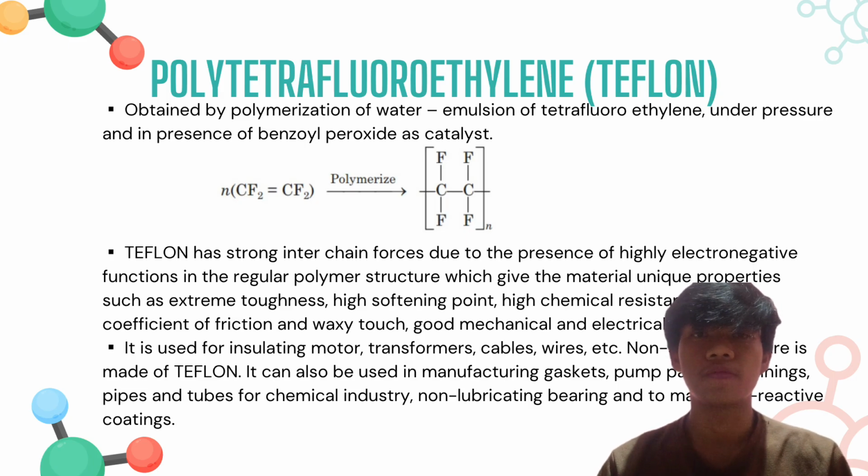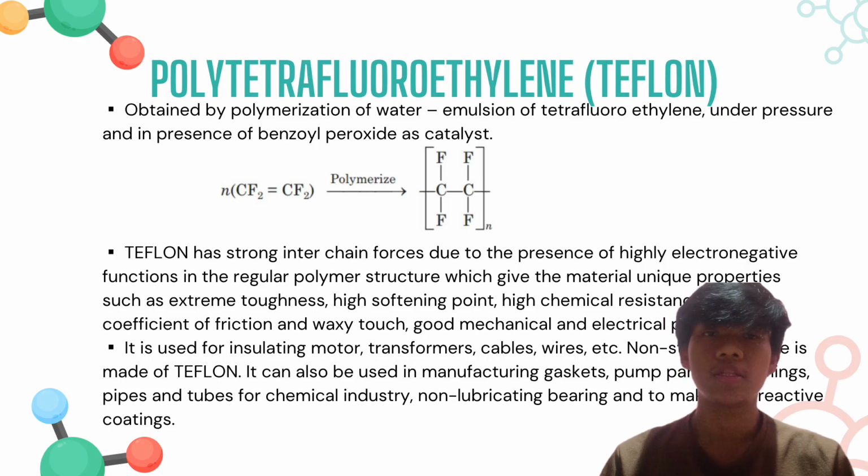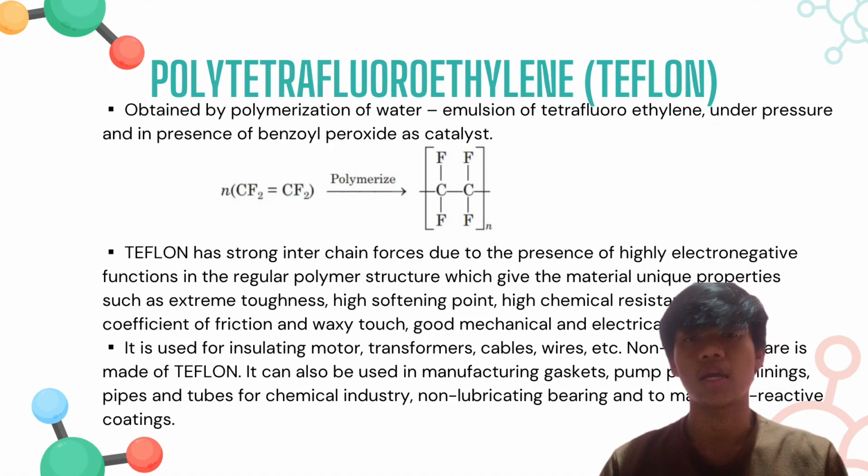It is used for insulating motors, transformers, cables, wires, etc. Non-stick cookware is made of Teflon. So, yung mga non-stick pans ganon are the best example of this thermoplastic. It can also be used in manufacturing gaskets, pump parts, tank linings, pipes and tubes for chemical industry, non-lubricating bearings, and to make non-reactive coatings.